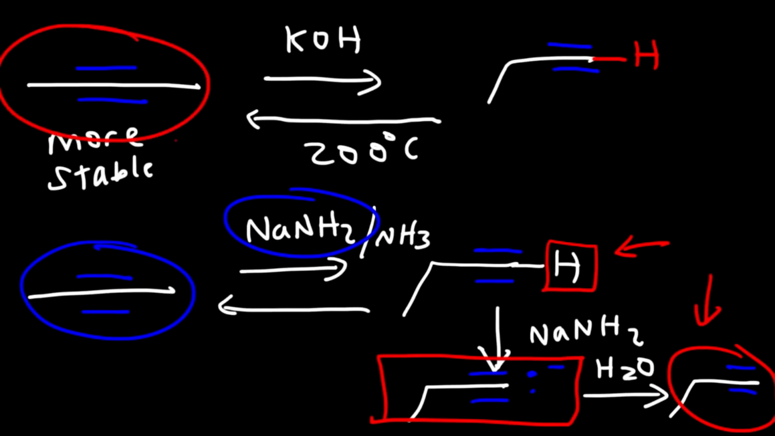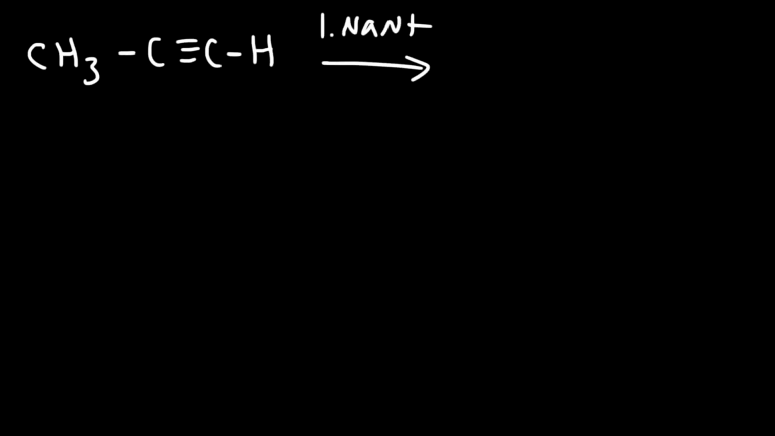So hopefully this gives you an overview of these reactions. Now let's move on to our next topic. So let's say if we have an acetylide ion, and we're going to react it with sodium amide followed by ethyl bromide. What is the major product of this reaction? And propose a mechanism as well.